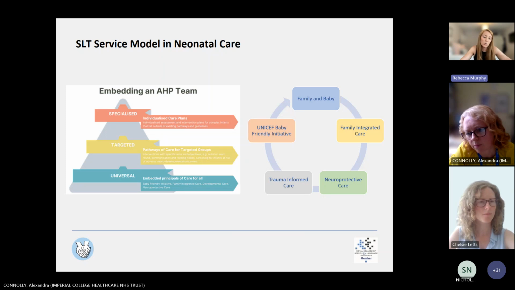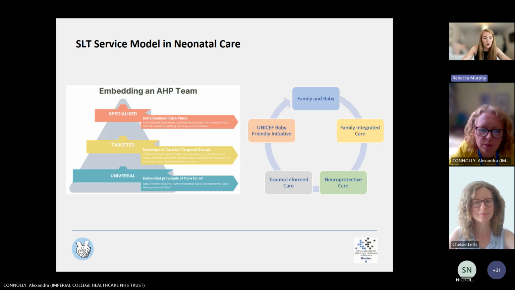It might be targeted ward rounds, such as our developmental care ward rounds, or it might be more speech therapy specific, so our feeding and nutrition ward rounds. And then obviously inputting into guidelines across the unit as a whole.